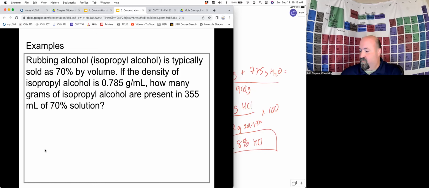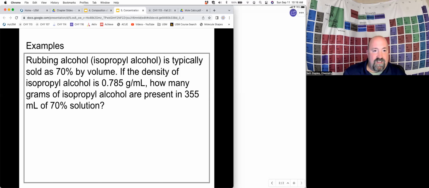Another example, rubbing alcohol. Oh, sorry, just a sec. Okay. Here we have some rubbing alcohol, which is typically sold at 70% by volume. We're given the density. We want to know in this case how many grams of the isopropyl alcohol are actually present in a certain volume, in 355 milliliters.